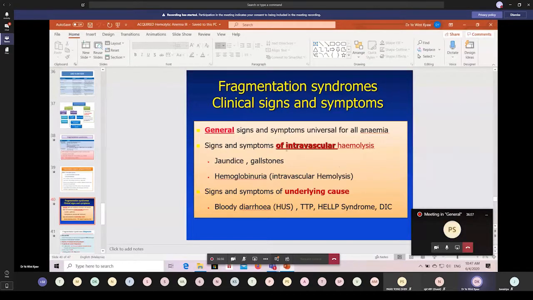Fragmentation is a feature of intravascular hemolysis. The signs and symptoms are the same as in intravascular hemolysis, like jaundice, gallstones, hemoglobinuria. You can apply this to any intravascular hemolysis. And you can see signs and symptoms of the underlying cause, TTP, HUS, DIC. But if you forget this feature, no problem. Just remember RBC fragmentation is due to intravascular hemolysis.